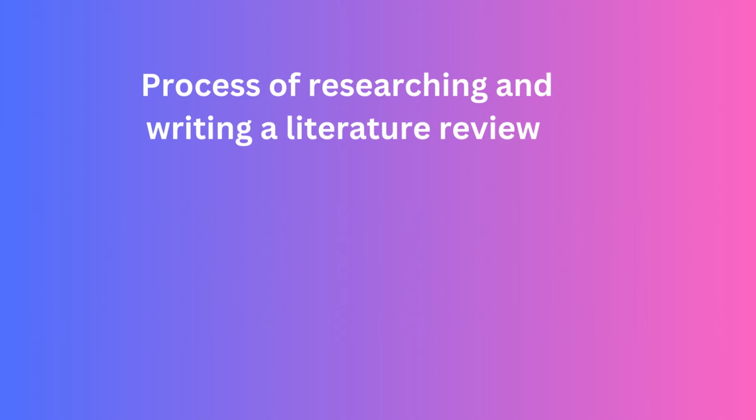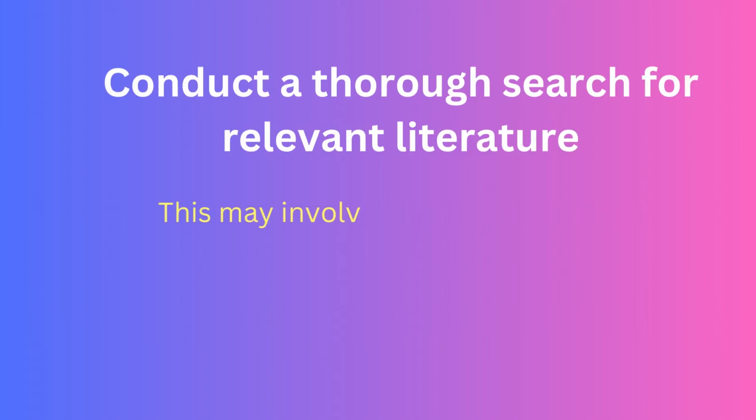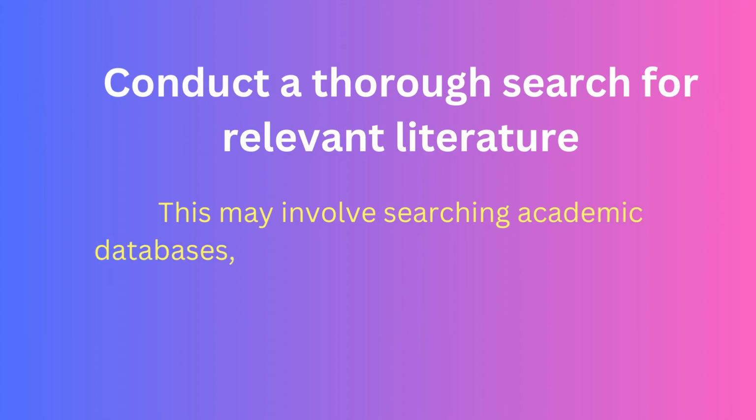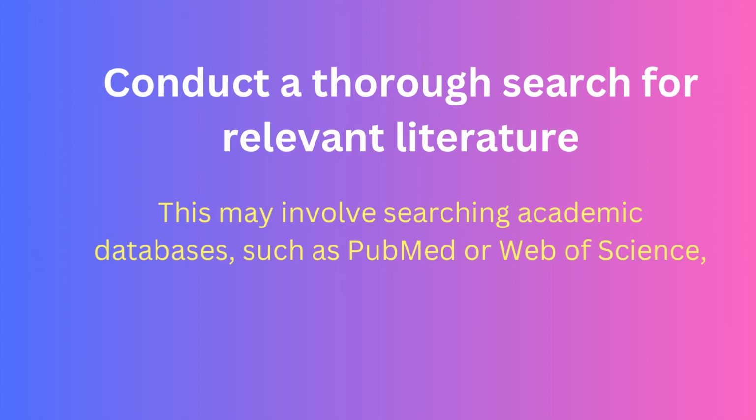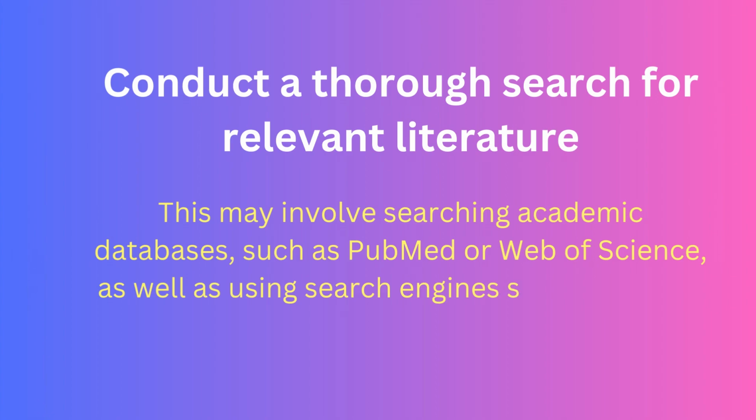Conduct a thorough search for relevant literature. Once you have defined your research question or topic, you will need to conduct a thorough search for relevant literature. This may involve searching academic databases, such as PubMed or Web of Science, as well as using search engines such as Google Scholar. You may also want to consult reference lists of key articles and books on your topic.